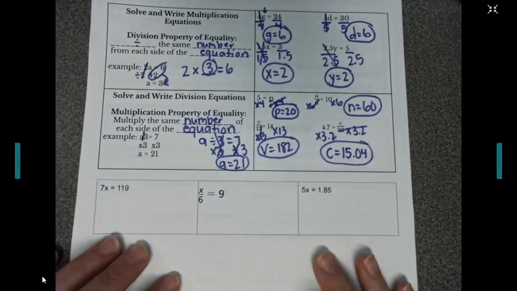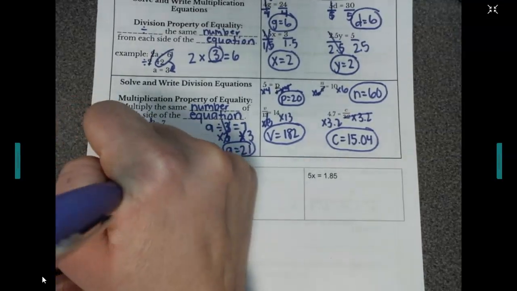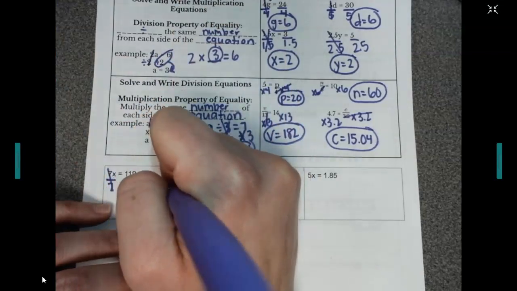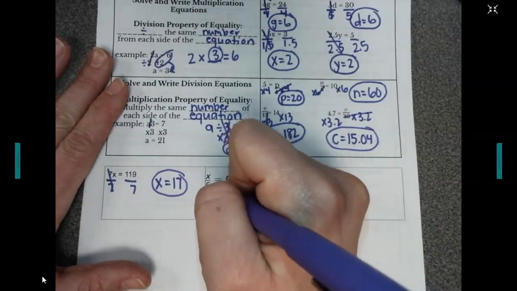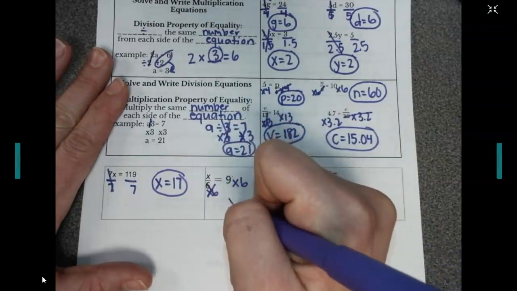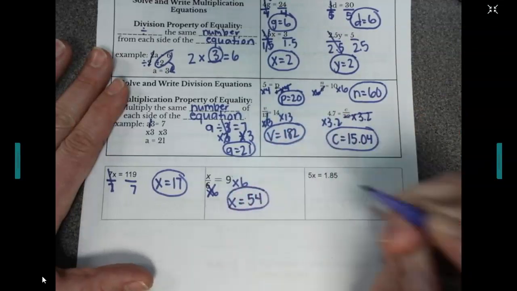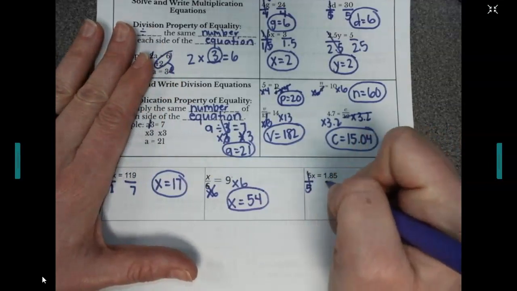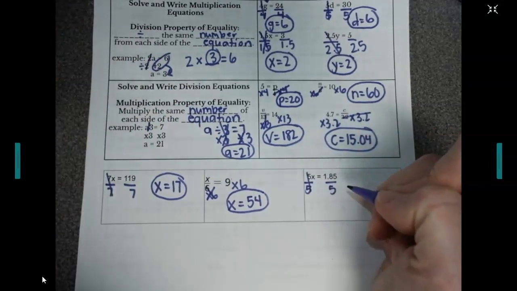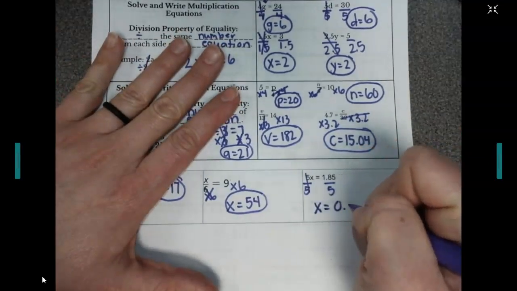Let's look at these three down here. The opposite of multiplying by 7 is dividing by 7. So 119 divided by 7, x equals 17. The opposite of dividing by 6 is multiplying by 6. We have to do that on both sides. 9 times 6 is 54. So x equals 54. And our last one right here, the opposite of multiplying by 5 is dividing by 5. 1.85 divided by 5, x equals 0.37.